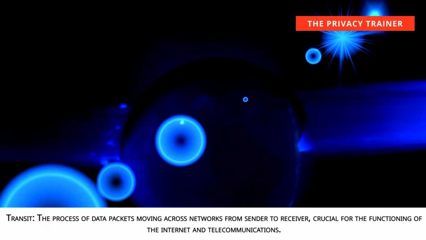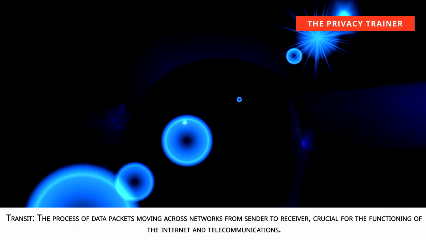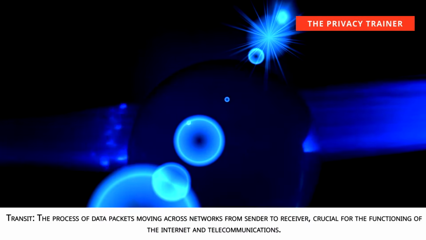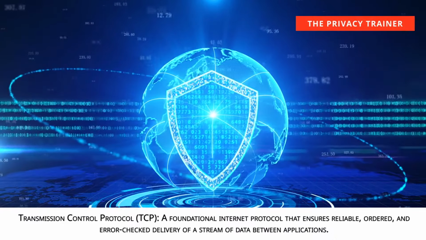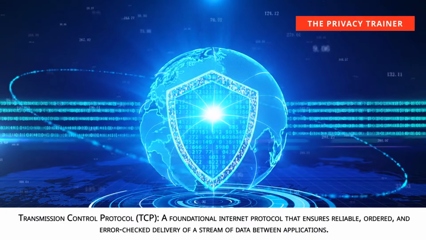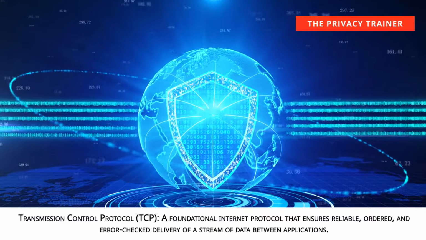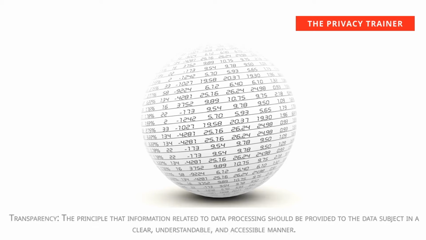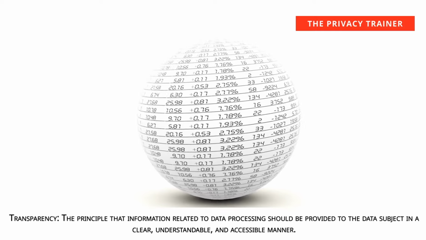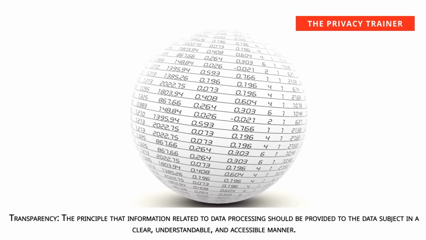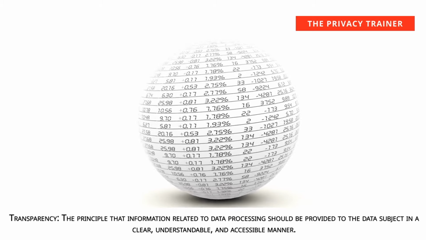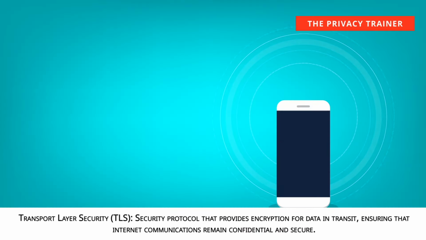Transit. The process of data packets moving across networks from sender to receiver, crucial for the functioning of the Internet and telecommunications. Transmission Control Protocol, TCP, a foundational Internet protocol that ensures reliable, ordered, and error-checked delivery of a stream of data between applications. Transparency. The principle that information related to data processing should be provided to the data subject in a clear, understandable, and accessible manner. Transport Layer Security, TLS.